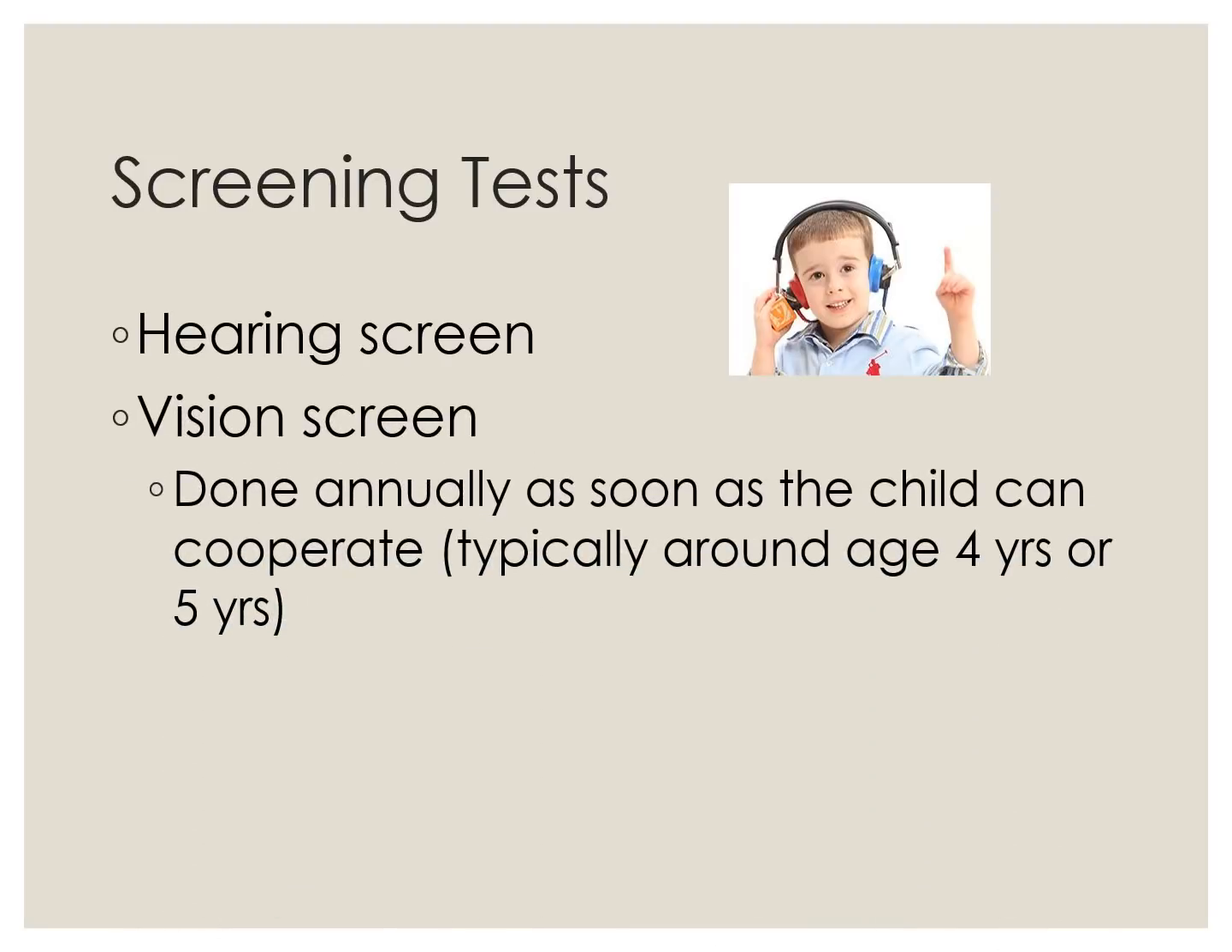Kids are getting hearing screens and vision screens every year, starting from the age that they can cooperate. So typically that's around 4 years of age, when they can truly cooperate with a hearing or a vision screen.